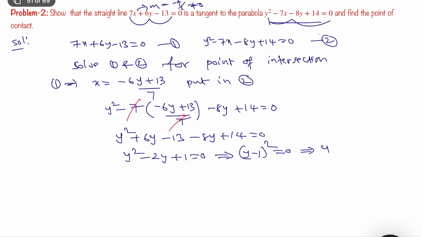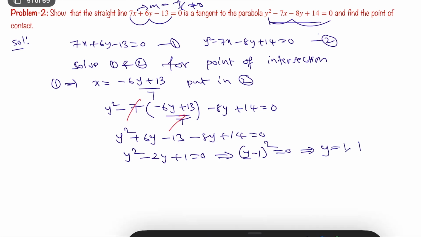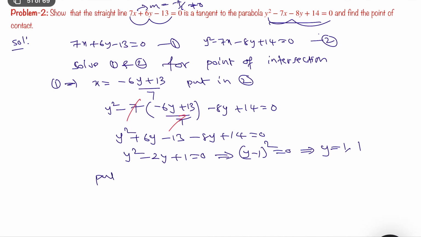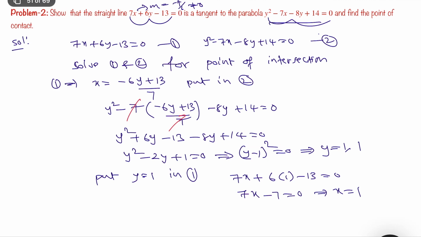So we got real and equal roots for y: 1, 1. Now if we substitute this y equal to 1 in equation 1, what do you get? 7x plus 6 times 1 minus 13 equal to 0. So 7x minus 7 equal to 0. That implies x equal to 1. So x equal to 1, y equal to 1.